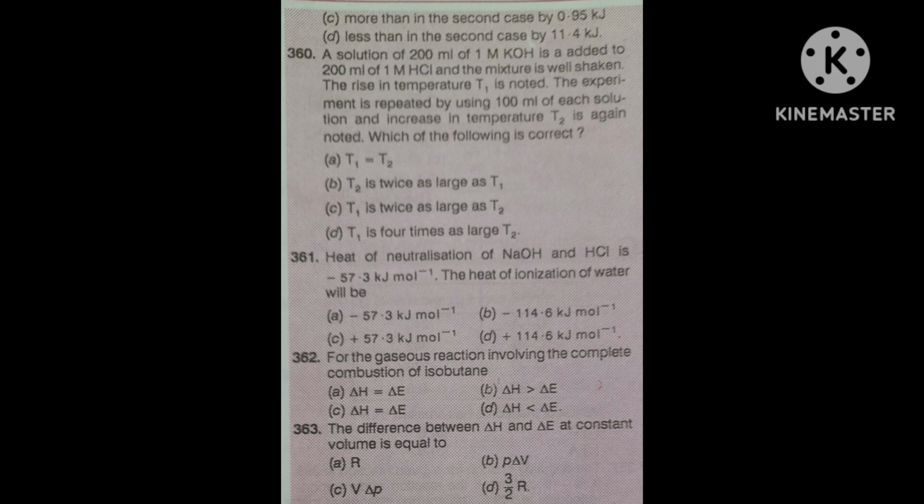But this 200 T2, that is 100 plus 100 into T2, is equal to 200 T1, half of the first case, which was in terms of T1. Equate both, then now 200 will be cancelled out. Then T1 is equal to T2.